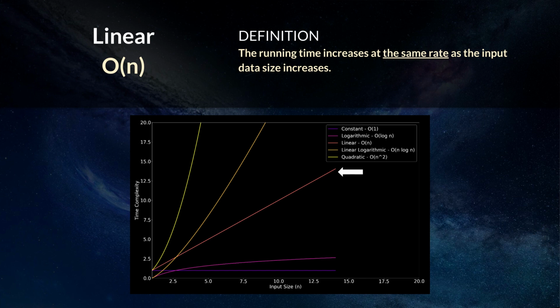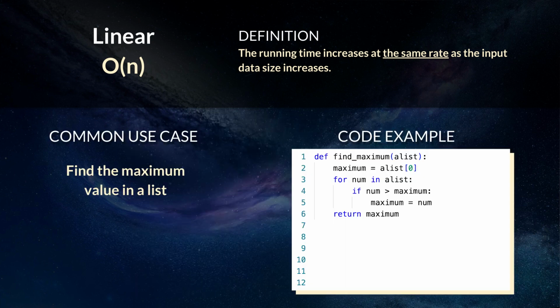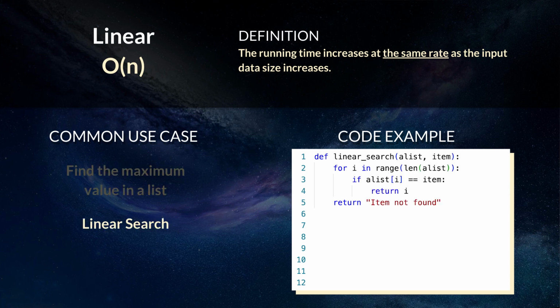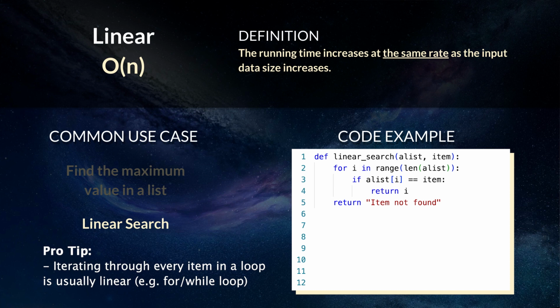Moving on, we have linear time complexity, denoted as O(n). This means that the running time increases at the same rate as the size of the input. Some common use cases are if you want to find the maximum value in a list, or a common algorithm like linear search. Linear search is looking for a specific item in a list. In the worst case scenario, you will need to check every item in the list, which makes it a linear time complexity.